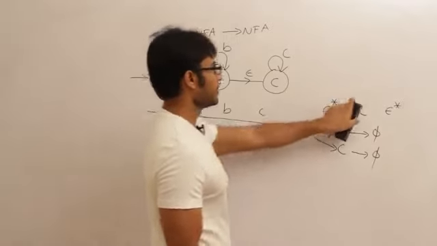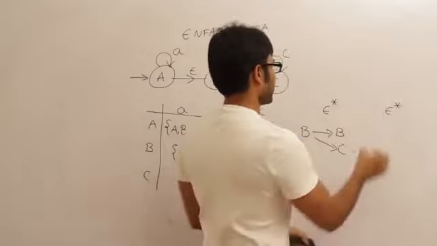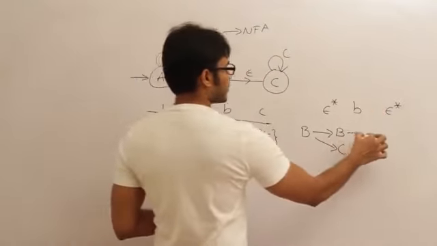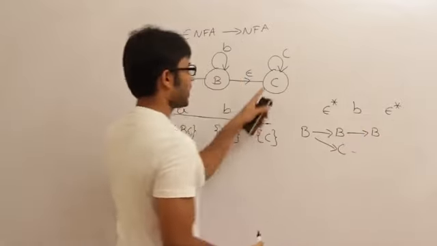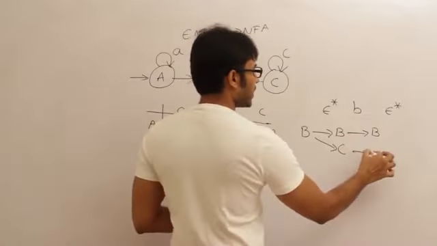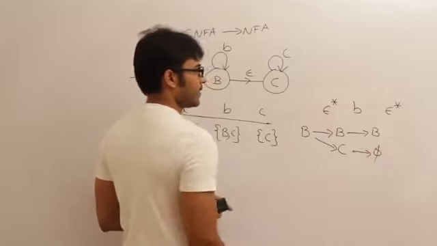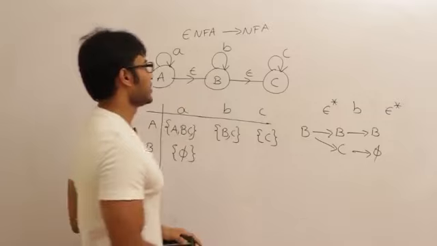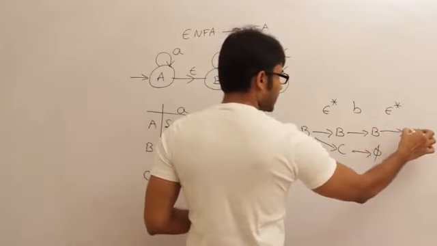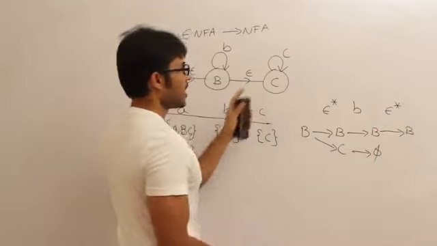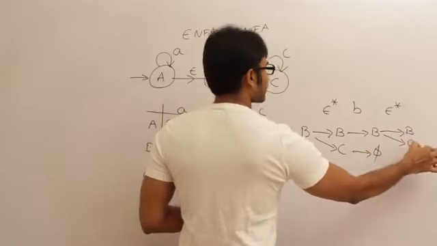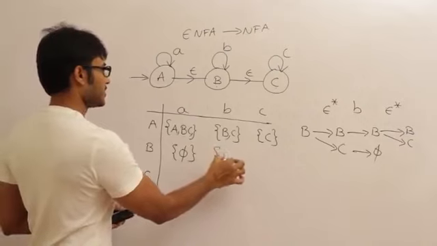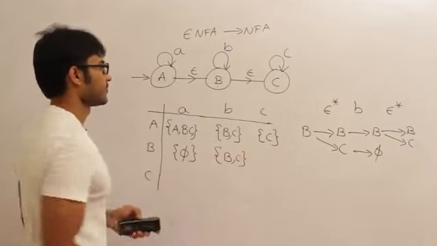Now capital B on b. What about capital B on b? Capital B on b is going to be capital B, and capital C on b is going to die, phi. And what about epsilon closure of capital B? Epsilon closure of capital B is going to contain one is B as well as C. B and C, that is epsilon closure of B. Therefore, I am going to write it as BC.